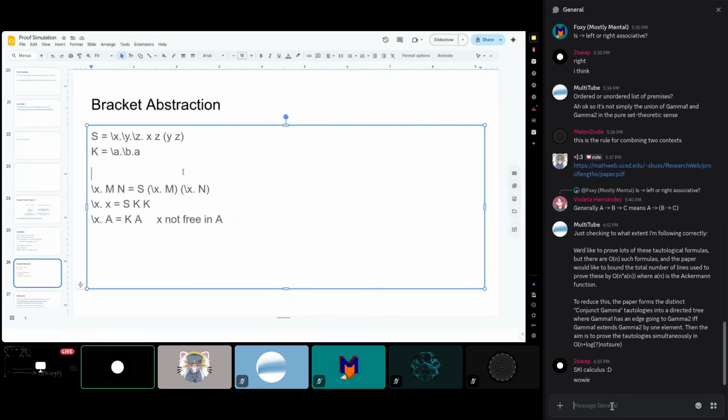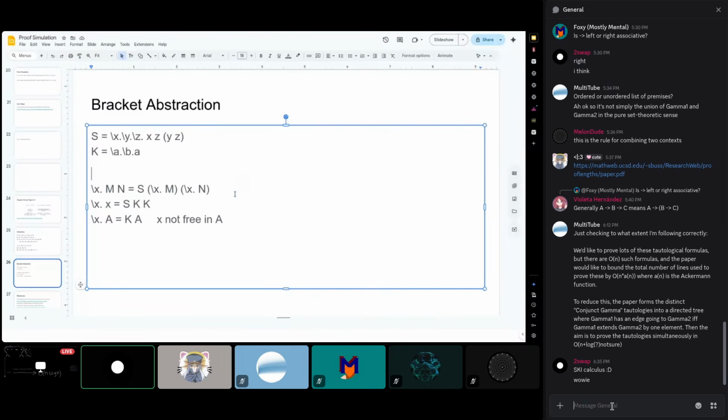Wait, hold on. I'm staring at this. What are the bottom three lines here supposed to be used for? So these are just equivalences. Why do we care about them? So notice that this function is essentially the same thing as this function. Why is that? Hold on, wait. Let me try and do this in my head.